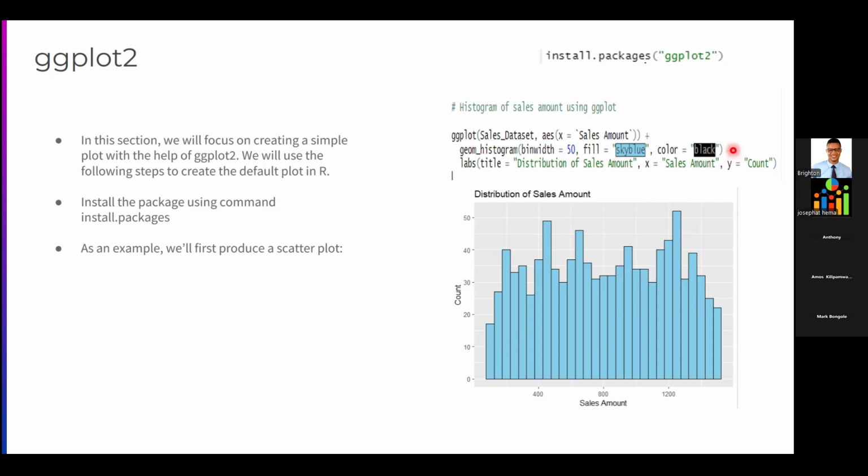Then you have to add or concatenate again with the labels. And in terms of labels, we need 3 labels. We need the label for the title. The keyword there is title, distribution of sales amount. Then the label for the x-axis is sales amount, as you can see here. And the label for the y-axis is count. As you can see here, you have your count. So basically, this tells you the distribution of sales in terms of count.